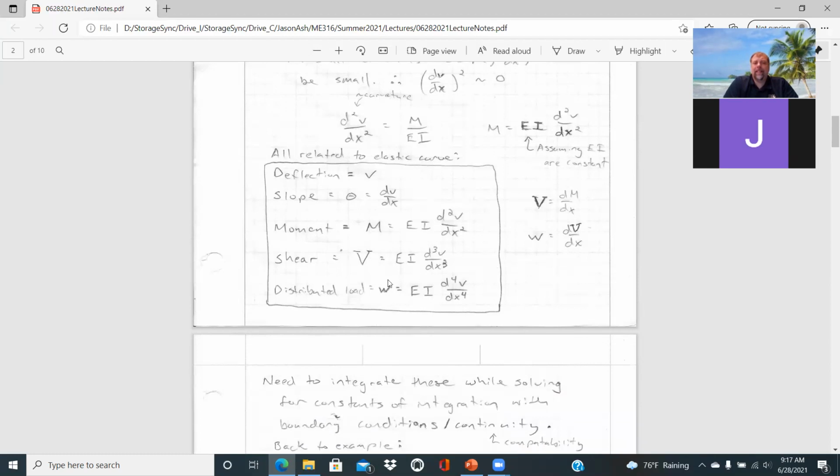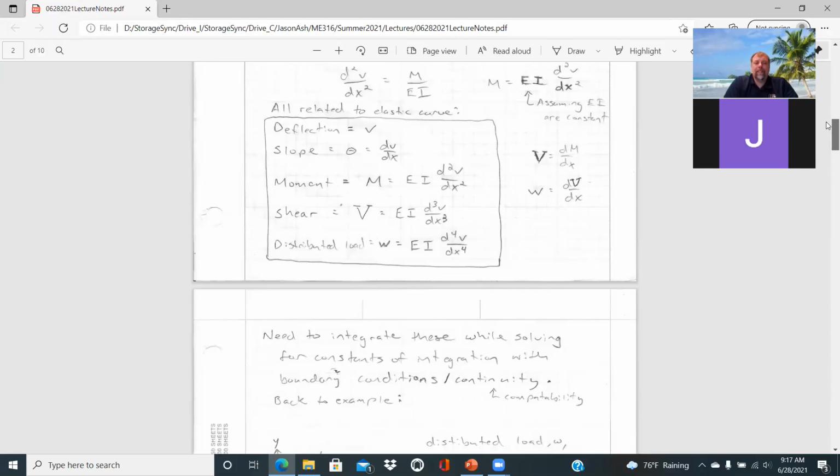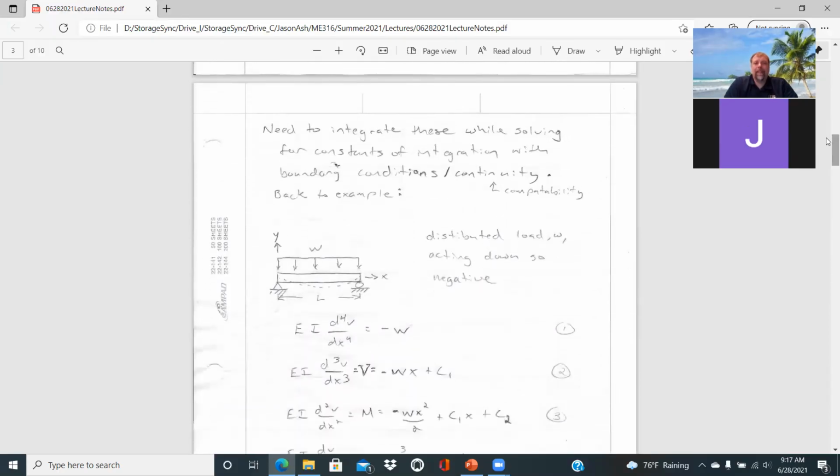But this was something that I don't remember touching on that greatly, and so it helped me make these notes to really show that process before going on to looking at moments as a function of x. But again, we need to integrate these while solving for the constants of integration with boundary conditions and continuity. And in chapter 12, they refer to it as continuity, but it's just another fancy name for compatibility that we looked at already when talking about indeterminate types of problems.